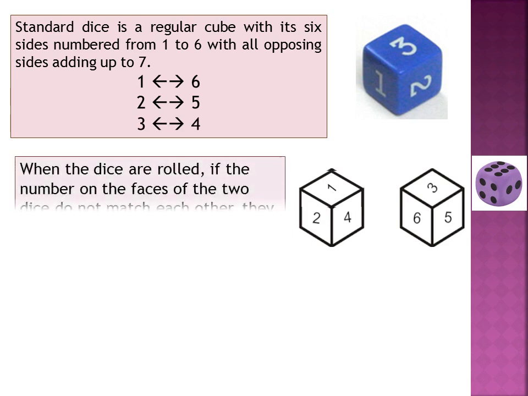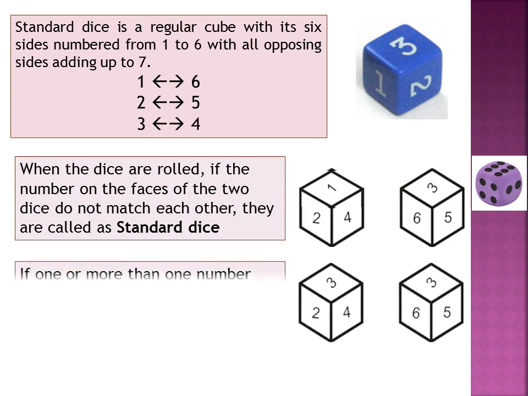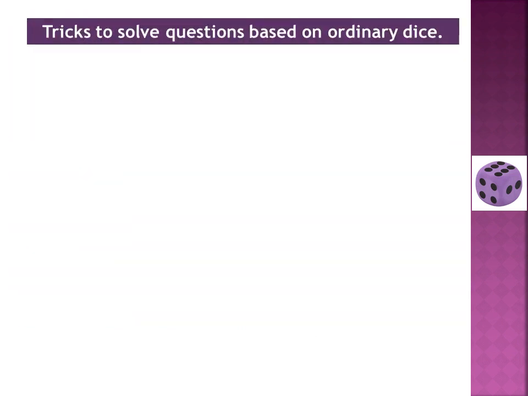When the dice are rolled, if the numbers on the faces of the 2 dice do not match each other, they are called standard dice. And if one or more than one number matches between 2 dice, then they are called ordinary dice. Tricks to solve questions based on ordinary dice.